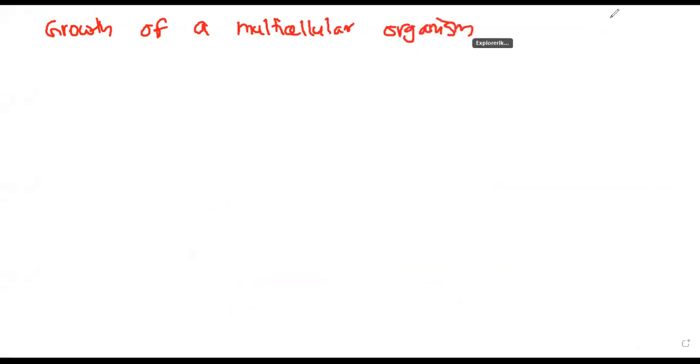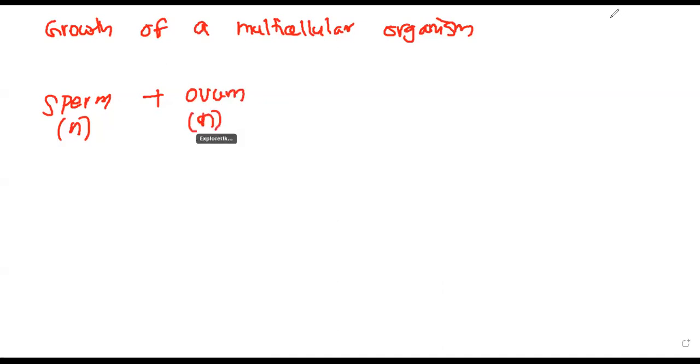When you talk about the growth of a multicellular organism, can you remember how multicellular organisms start to build up their structure? They start off with a sperm, right? Sperm is an n cell which contains only 23 chromosomes that fuses with an ovum. Ovum is another n cell which contains only 23 chromosomes. Then what will be formed? The zygote. Zygote is a 2n cell, which means it contains 46 chromosomes.